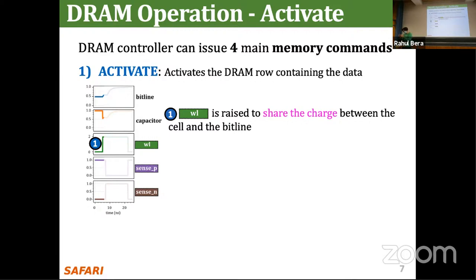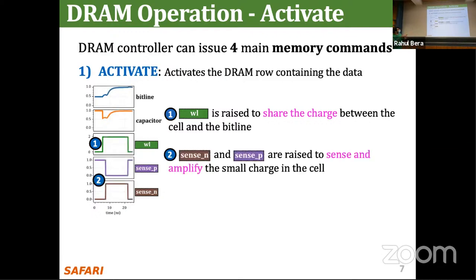Next, the sense amplifier can sense that difference and amplify it to the full value. What we do next is trigger the sense N and sense P signals to sense and amplify the small charge in the cell, and we amplify it to the full value.